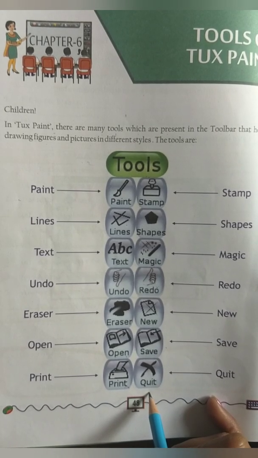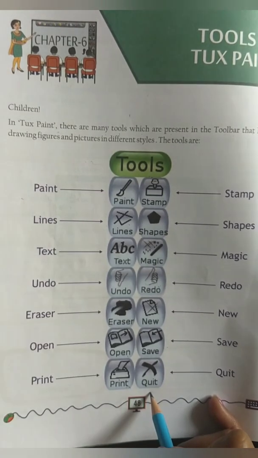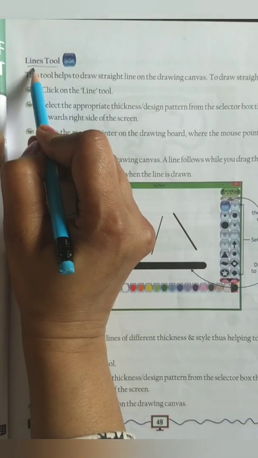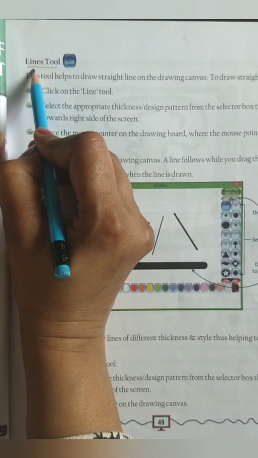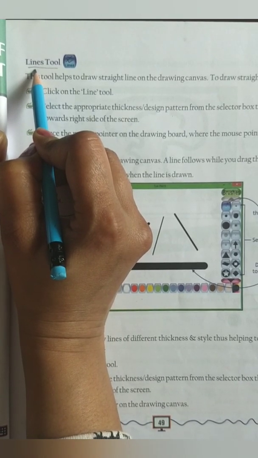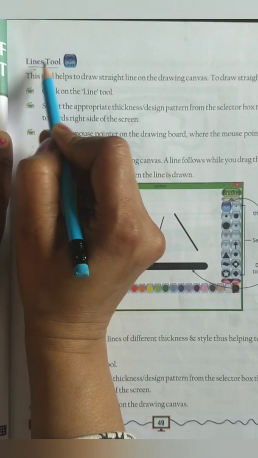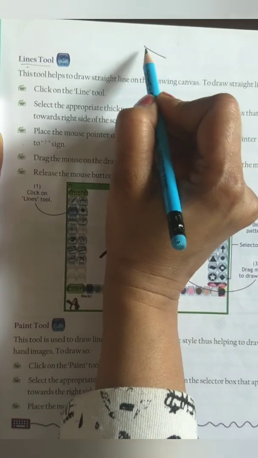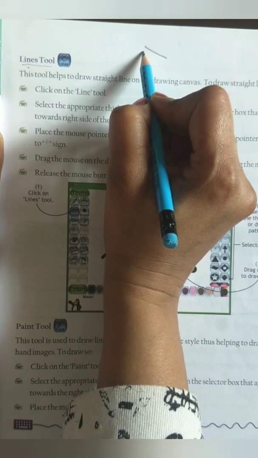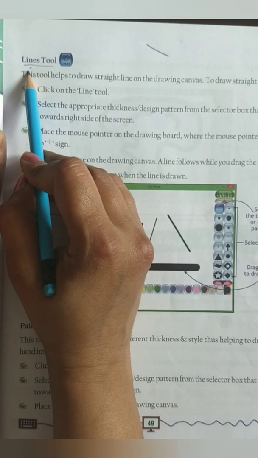Okay children, so let's move further. Let's come to the next page. One by one we will learn about all these tools. The first tool is the lines tool. As the name says, it will be used to draw different types of lines, like your shapes tool. In the shapes tool, when you used it in Paint, if you selected a line tool like this, it helped you to draw lines. Same way in Tux Paint, you have this line tool to draw different types of lines.